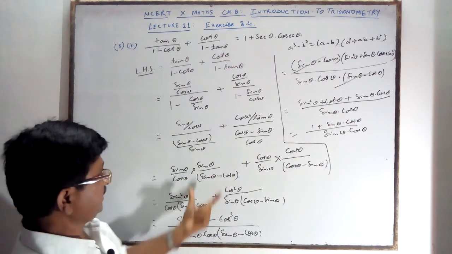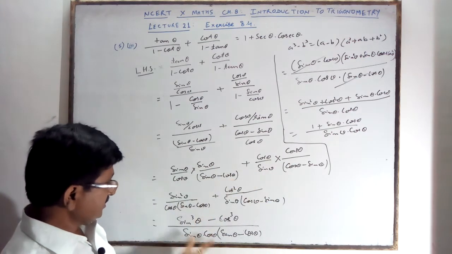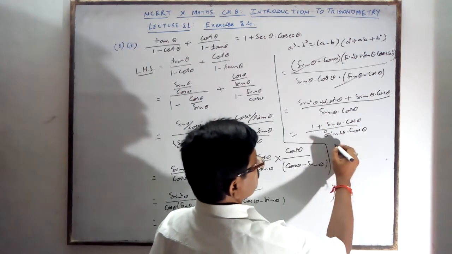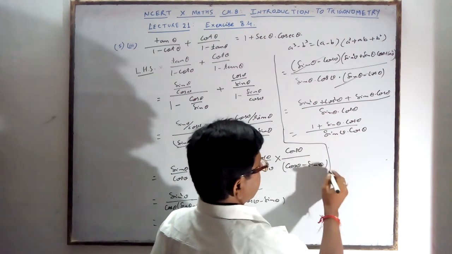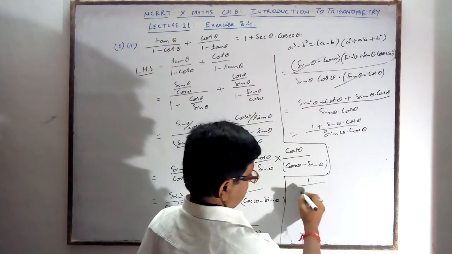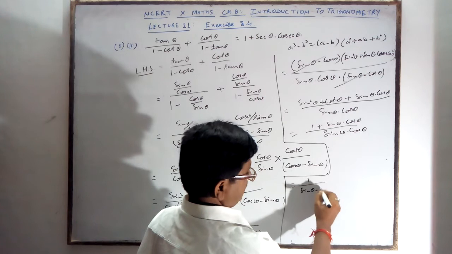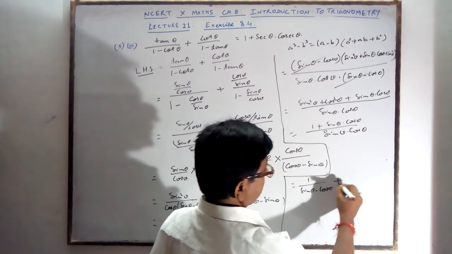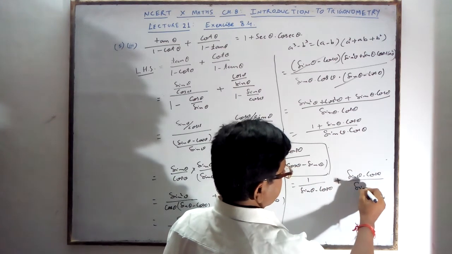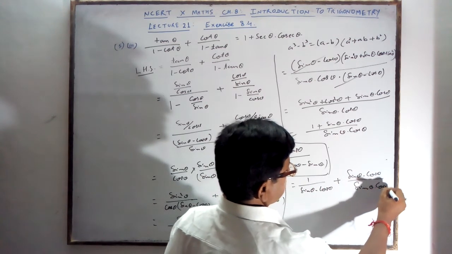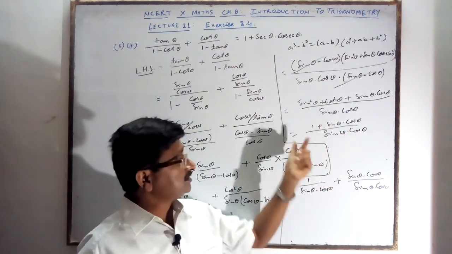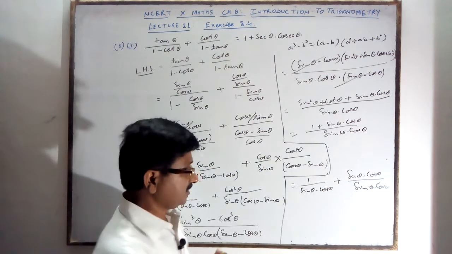Here you have taken the LCM. Then this upon this separately, this upon this. Here also you write these two separate. Separate it means what will you write? Equal to 1 upon sin theta into cos theta at this place plus sin theta into cos theta upon sin theta into cos theta. There are two terms here. One term is 1, one is sin theta into cos theta. So 1 upon this and this upon this you can write.